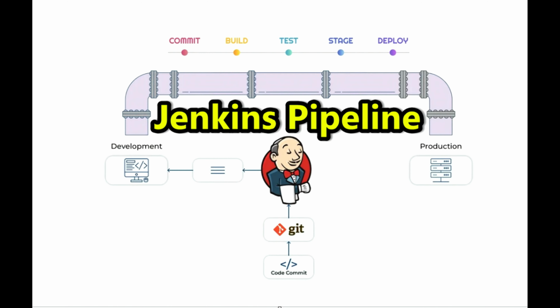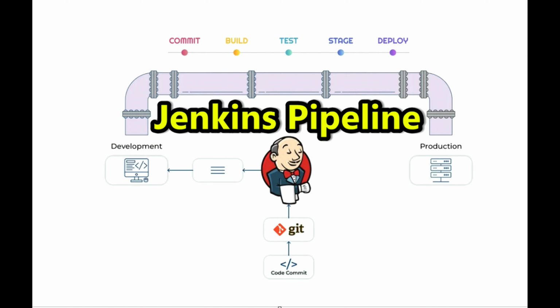So when we combine both CI and CD, it creates an automated process, and that is known as continuous integration and continuous delivery. And what it does is facilitate rapid and reliable code delivery.